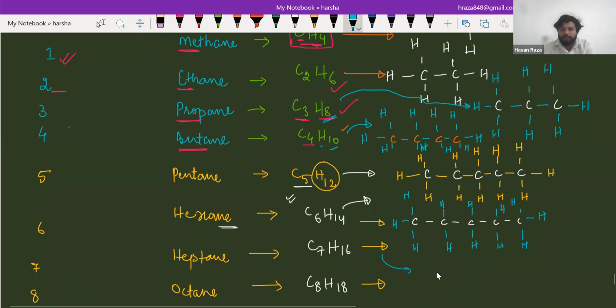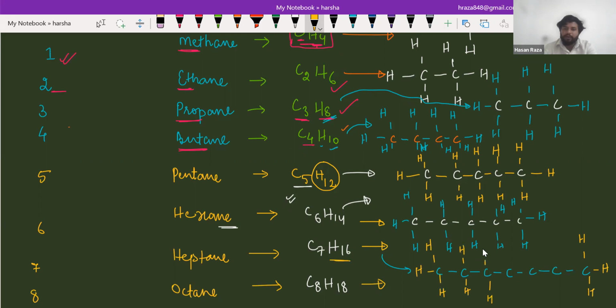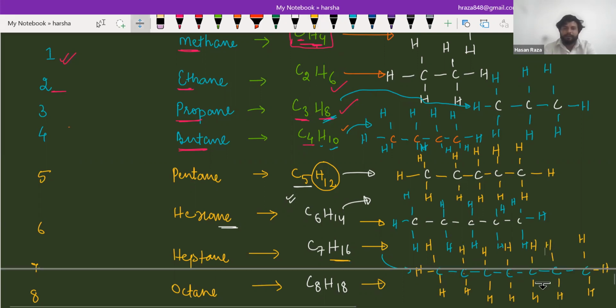I'm going to write the structure of this also. 7 carbon are there. And you are going to give 3 hydrogen to the terminal carbons, left carbon as well as right carbon. So 6 hydrogen are distributed. Now we are left with 10 hydrogen. So giving 2 hydrogen to each carbon. Okay, I'm going to change the slide.